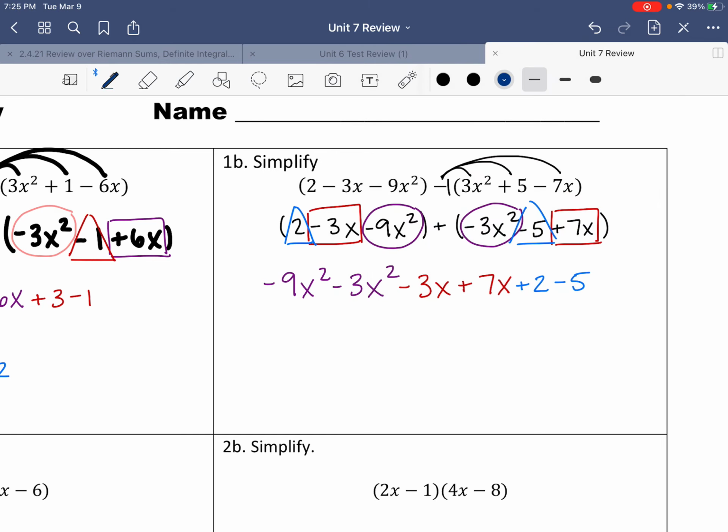So then my final answer here, -9 minus 3 is -12x squared. -3x plus 7x is +4x. 2 minus 5 is -3. So that would be our final answer for this one.